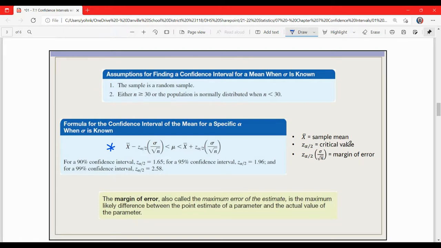The three most popular critical values are 1.65 for 90%, 1.96 for 95%, and 2.58 for 99%. You can still find a critical value for any confidence level. These are just the most popular.